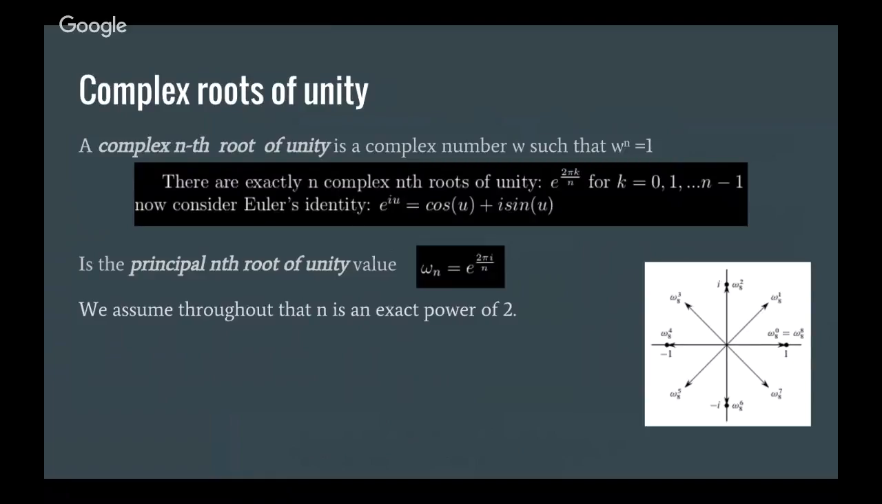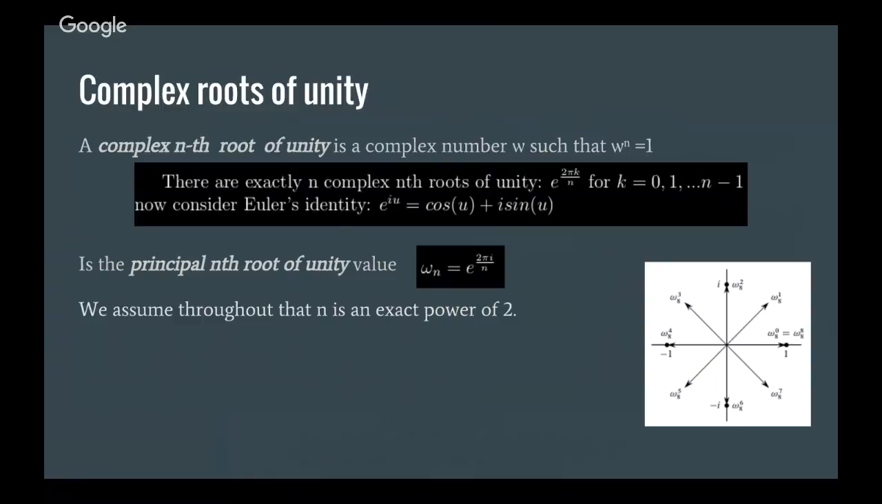All right. Well, first of all, what is a complex root of unity? A complex root of unity is a complex number omega such that omega raised to the n equals 1. And our book says that there are exactly n complex roots of unity, for k equals 0 all the way up to n minus 1. And now let's consider Euler's identity, and we can rewrite this complex root of unity in a different form.